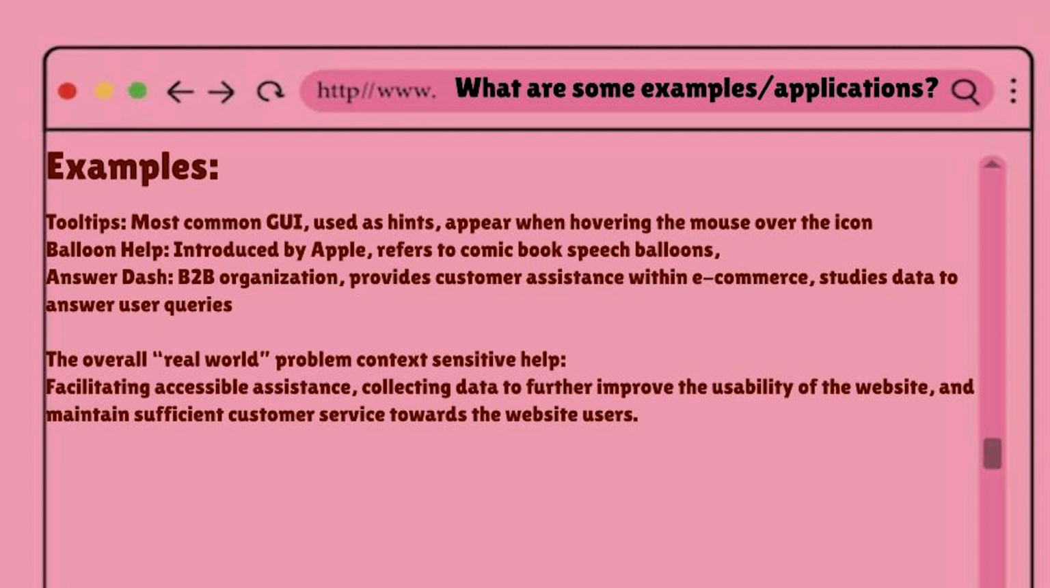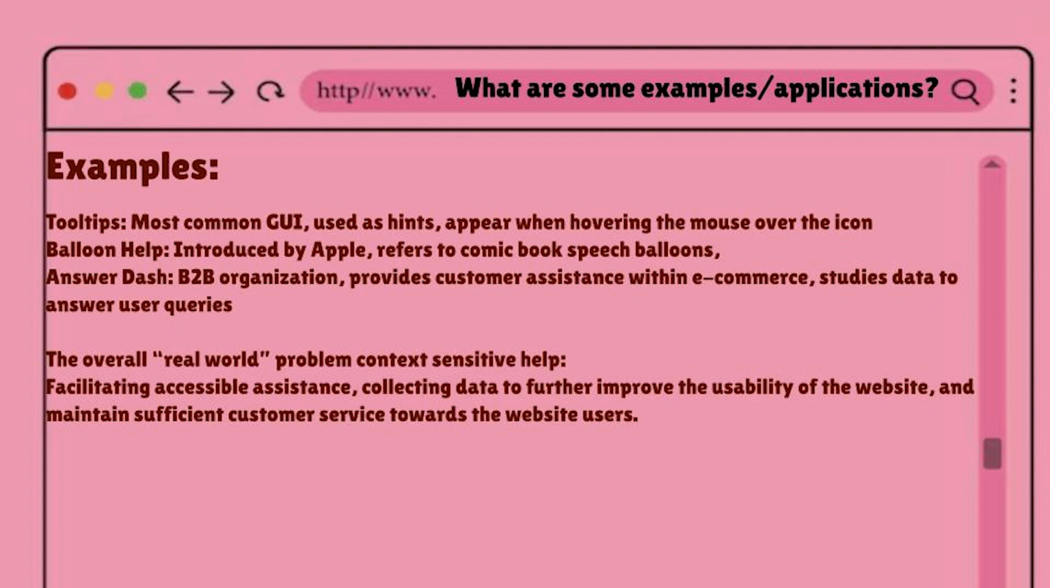Lastly, we have AnswerDash. AnswerDash is a B2B or a business-to-business software company that is used to provide customer service and assistance within e-commerce. AnswerDash studies algorithms within the software to create a database of content-sensitive help answers. The AnswerDash software is for mobile applicants, end users, and all web pages in need of contextual answer technology.